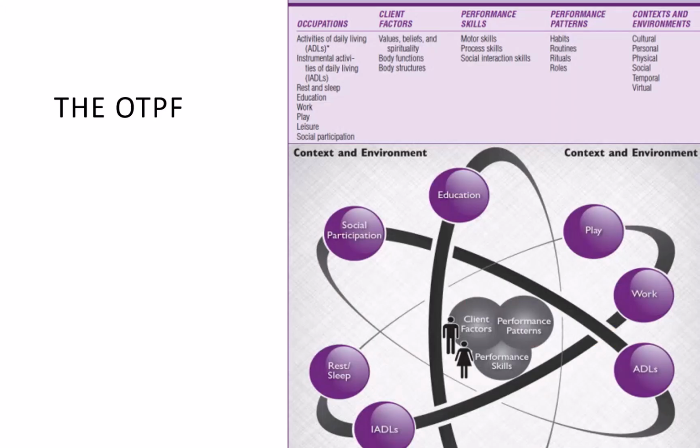The Occupational Therapy Practice Framework is all of the occupational therapy stuff that we're supposed to know. This document describes every type of domain we typically would consider under our scope of practice as occupational therapists. Occupations, client factors, performance skills, performance patterns, contexts, and environments.